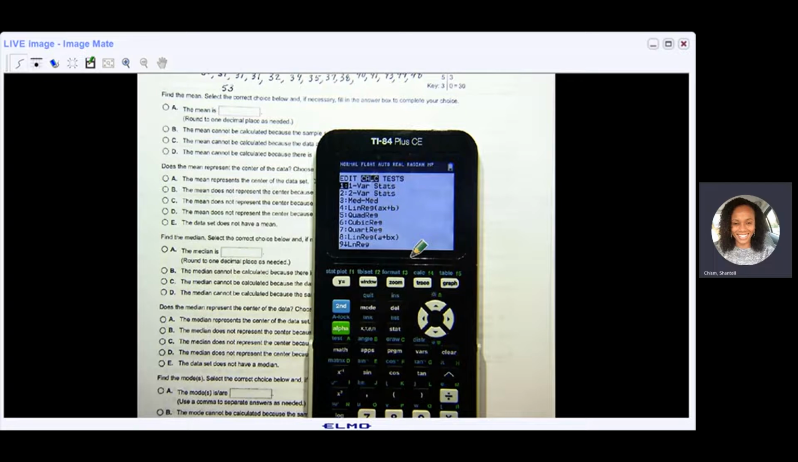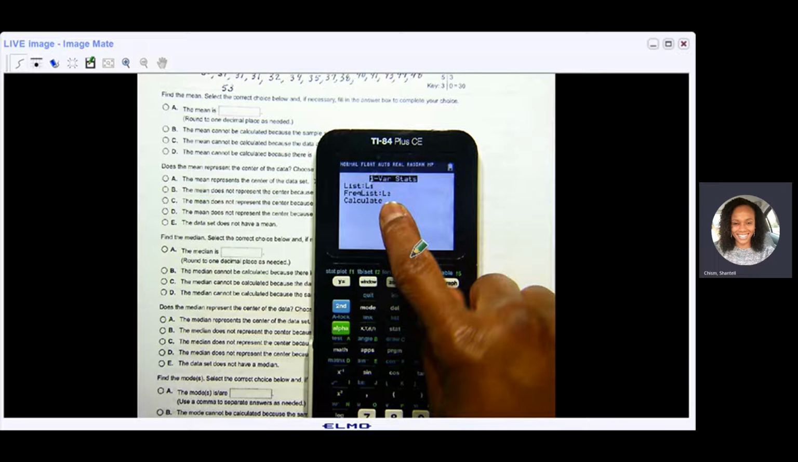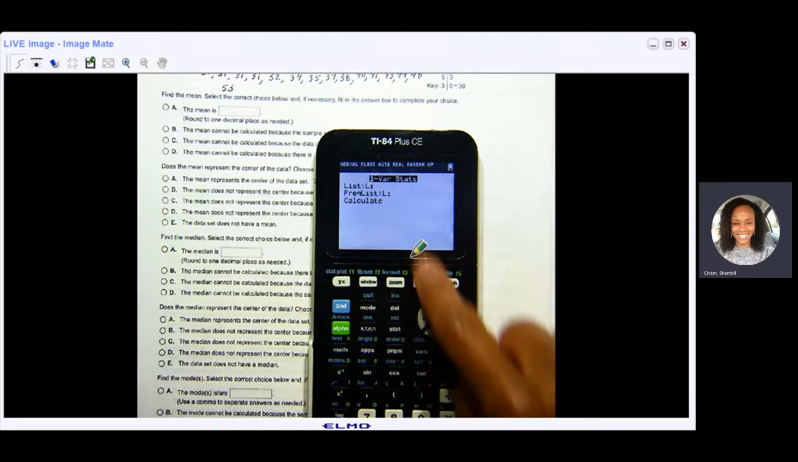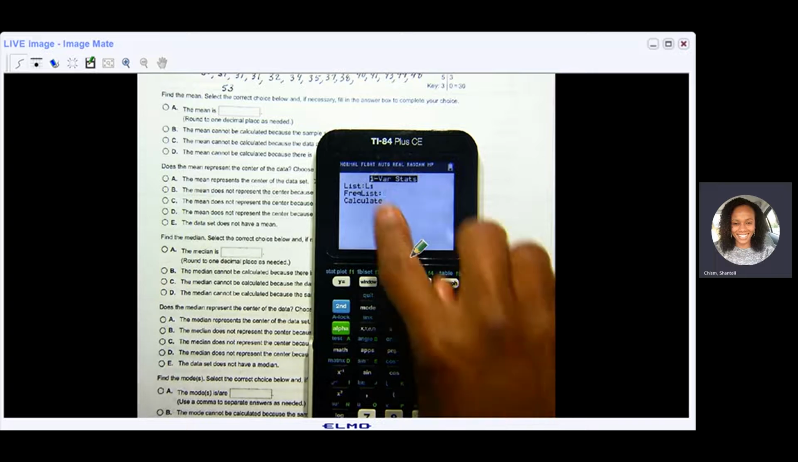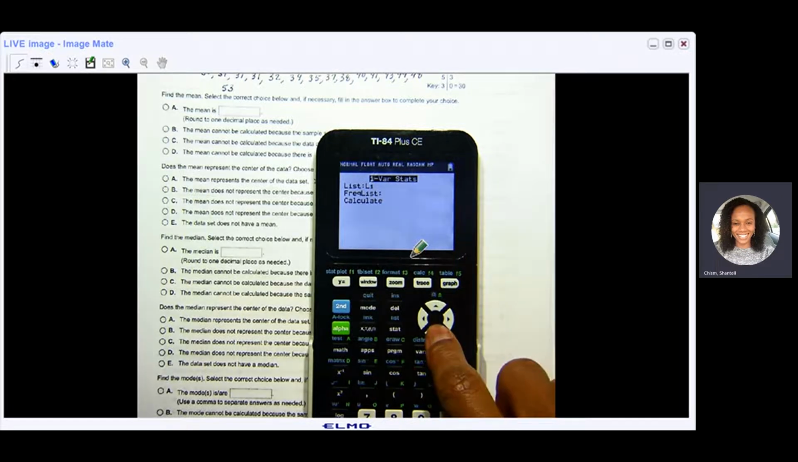So number one, use one variable stats, press enter. You don't have a frequency list, okay? So clear that. Just go down and press clear right there. And then your list is L1, of course, that's where we put the values in, and then go calculate.